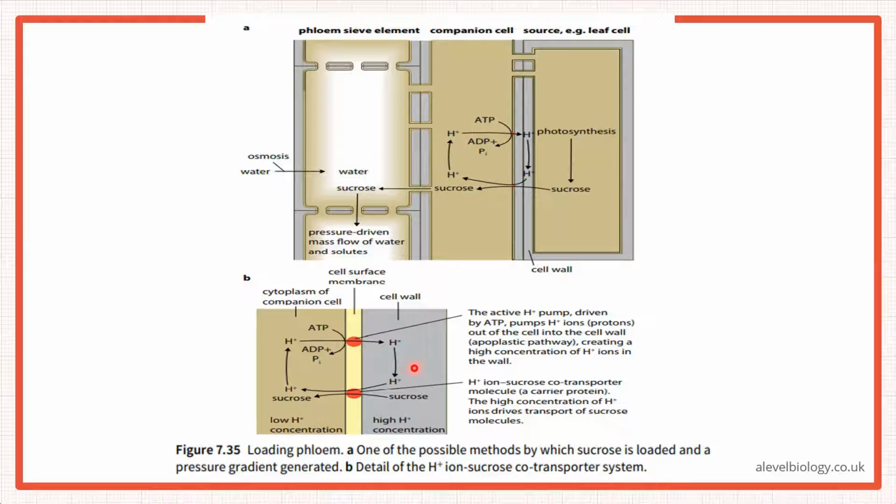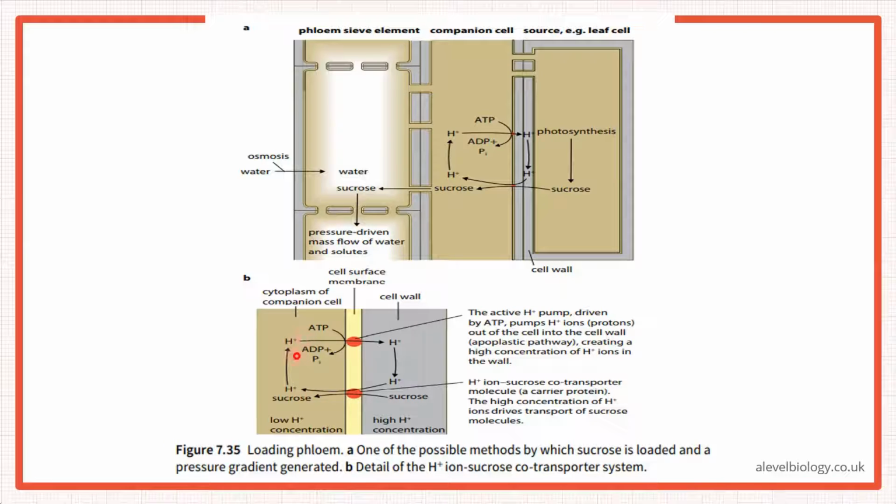What is happening after that? This creates a high concentration gradient of hydrogen ions in this wall. Now there is a pump here, okay, which is a hydrogen ion sucrose pump, right? So as the hydrogen ions are moving inside the companion cells again, through this carrier protein, what will happen? They will bring along sucrose as well, okay. So this is what we call active transport that happened here.